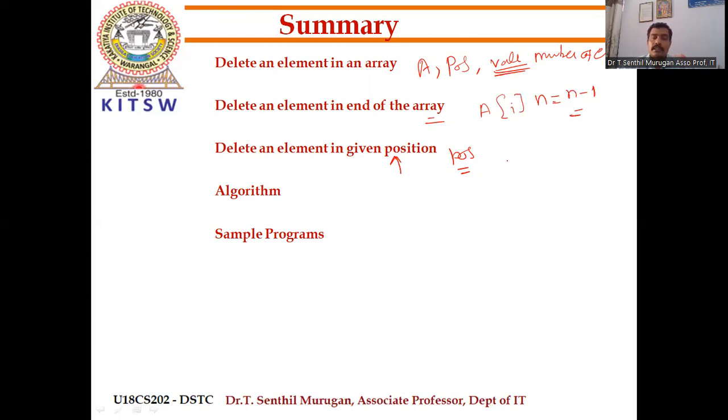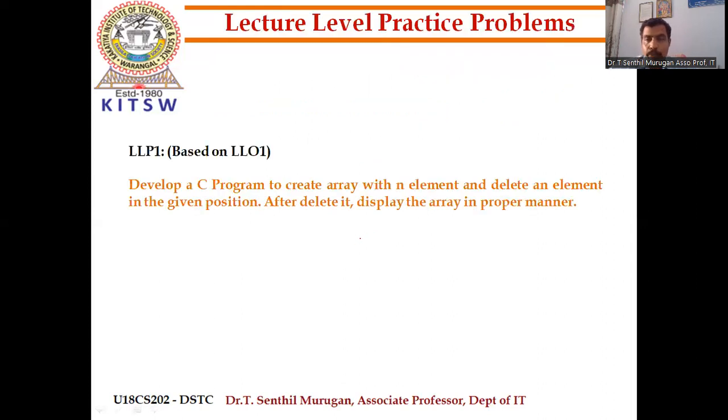Okay, so finally the last element is removed, and we discussed the algorithm with the sample programs also. I hope you understand the concepts of deleting an element in an array, and I hope you enjoyed this video. So based on this knowledge, you can develop a C program to create an array with n elements and delete an element at the given position. After deleting, display the array in proper manner.